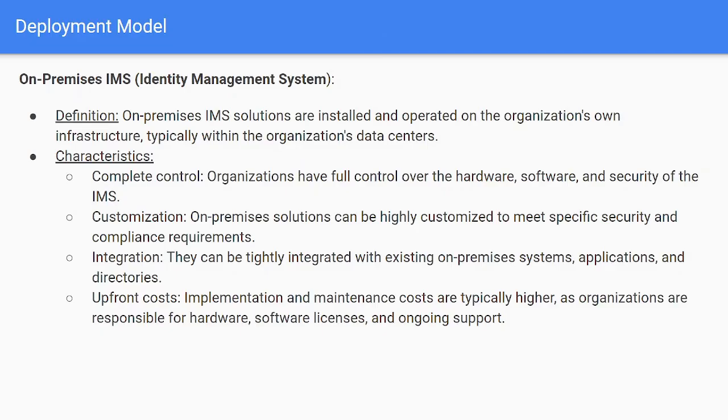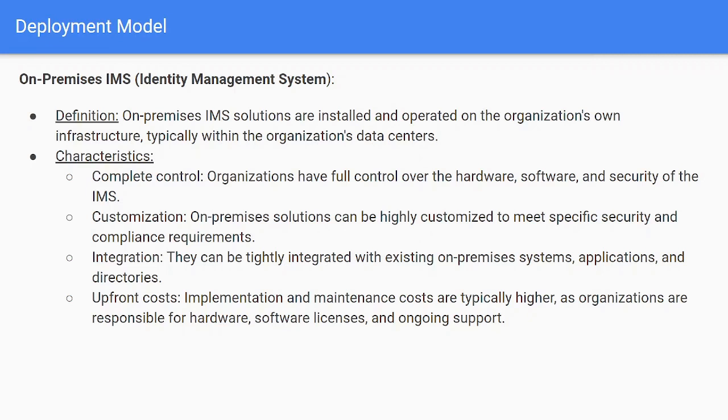All right, so let's go to deployment model. So on-premise identity management system. When they say something is on-premise, it's more like it's on ground. On-premise IMS solutions are installed and operated on the organization's own infrastructure, typically within the organization's data center. So basically, it means that the organization physically has the server, has everything, and they are managing it by themselves. So it's operated on the organization's own infrastructure. That's the organization's own server.